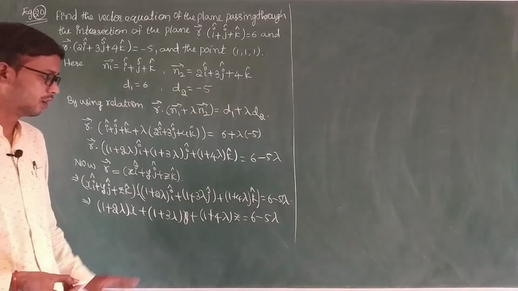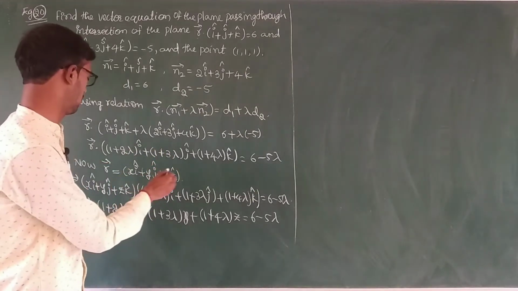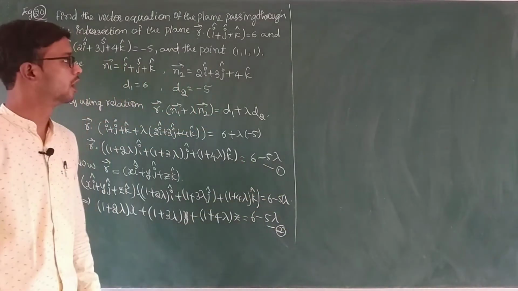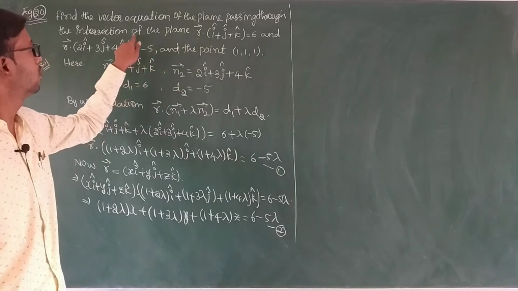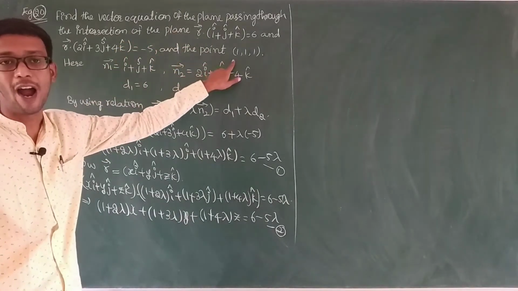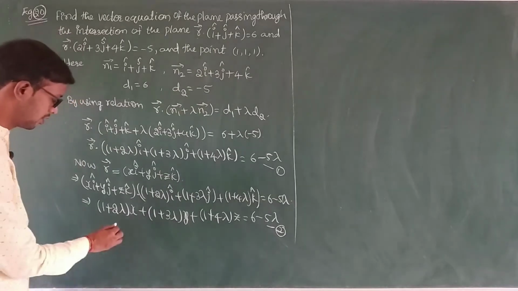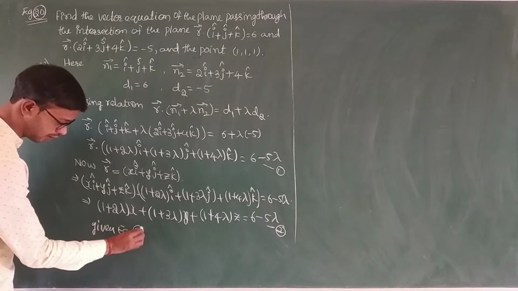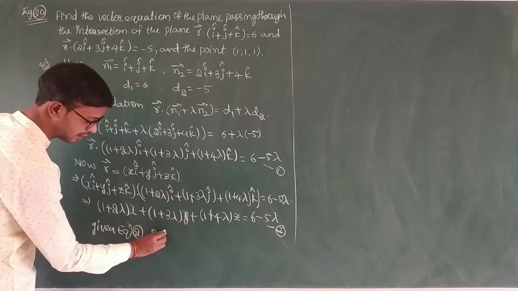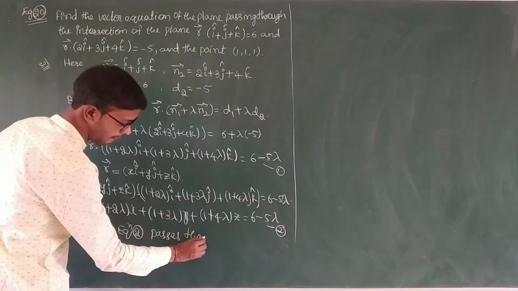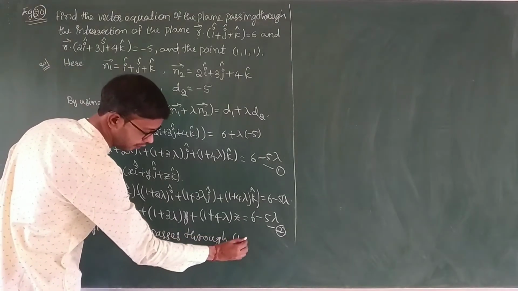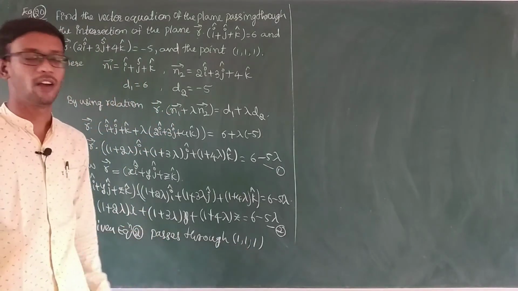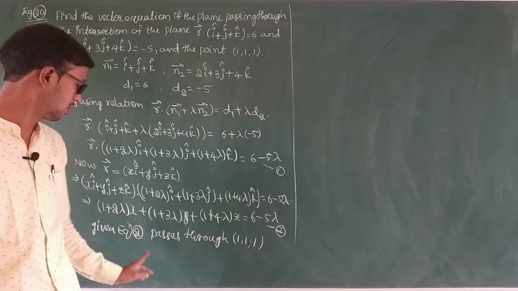So now I am taking this as equation 1. This is the equation. What have they given? Passing through the intersection of the planes, and a point is also given. So equation 2 is given. Equation 2 passes through (1, 1, 1). So now we have to substitute x equals 1, y equals 1, z equals 1 here.